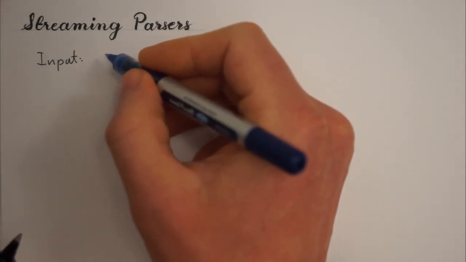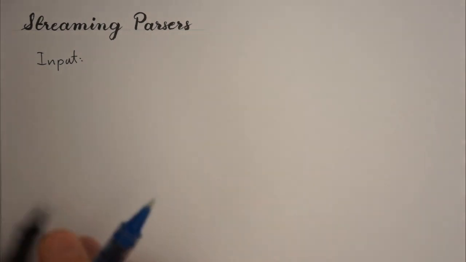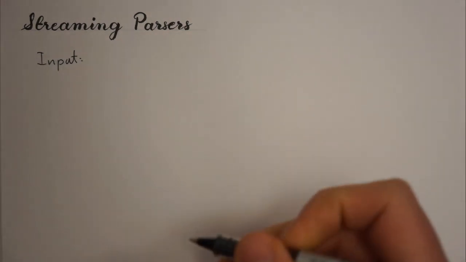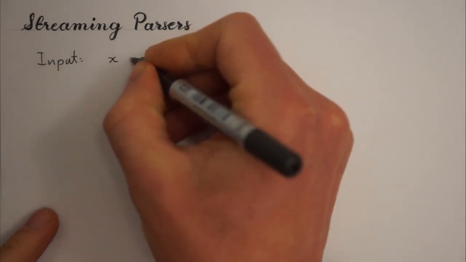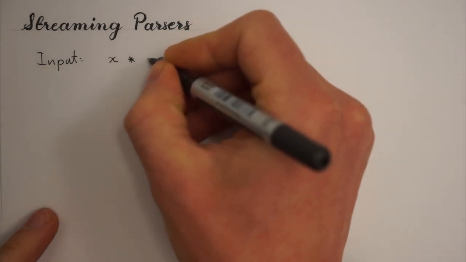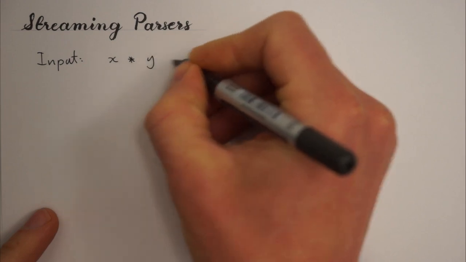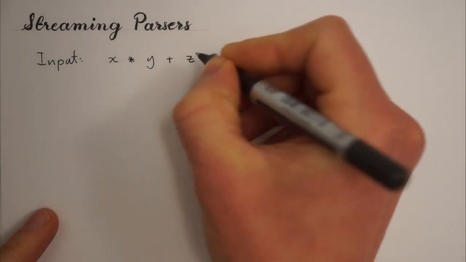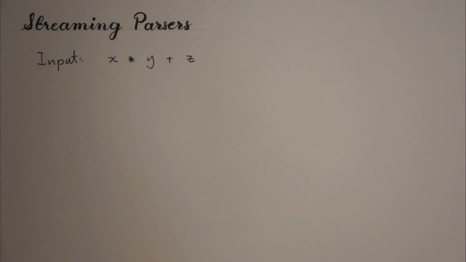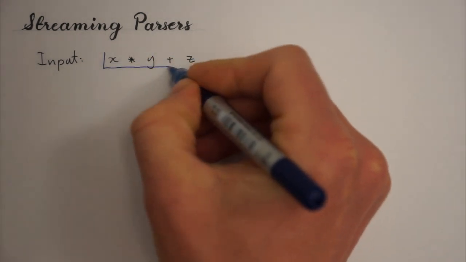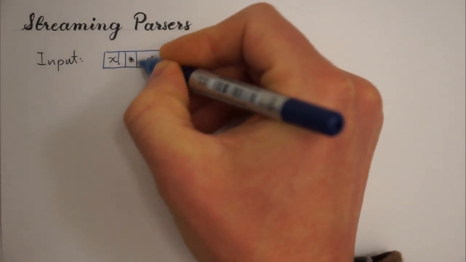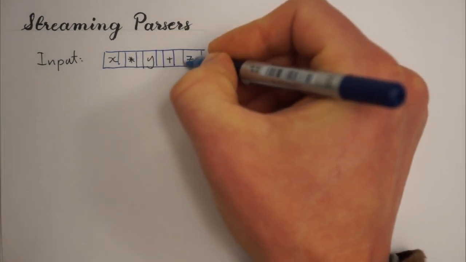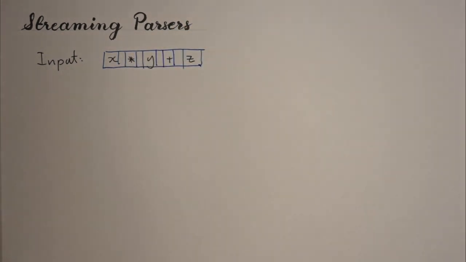This just prevents the parser from having to look at quite so much input. So let's take an example that's very similar to the previous one: x times y plus z, and we'd like to parse that. So here's the input, presuming there's some white space present. Breaking that up into tokens, we've got input like that.